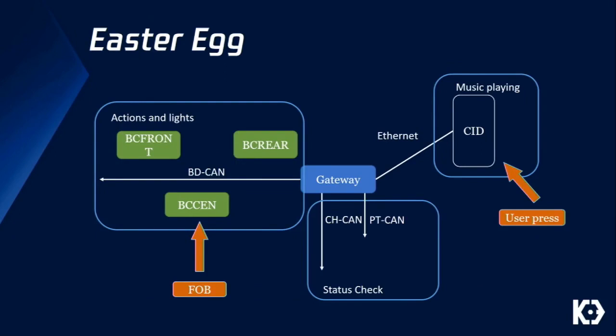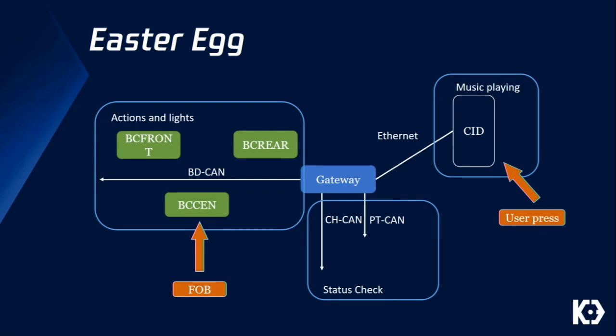The first part is about the CID. If you want to trigger the Easter egg, you should do a long press on the Tesla logo on the CID. The CID is also responsible for the music playing. Another part is the status check. You cannot trigger the Easter egg when the vehicle is on the highway or running. So for safety, Tesla will do some status checks on different kinds of CAN buses.